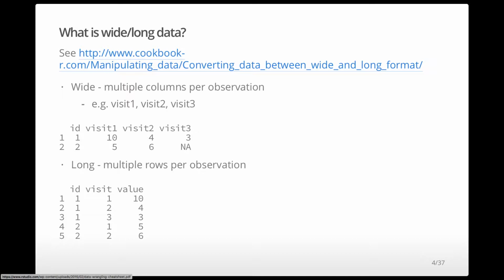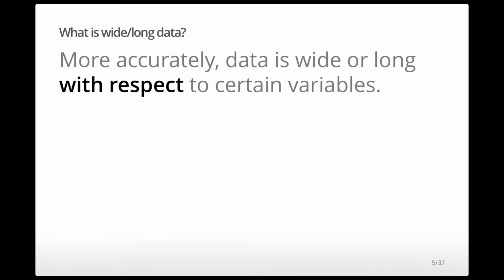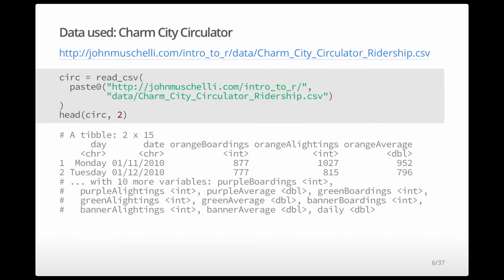And here, with missing data points, for example, if patient 2 or ID 2 was lost to follow-up or never completed visit 3, we just don't need a row for that. We can still have it, but we don't need it. The way I think of it, though, is data is wide or long with respect to a variable. Okay? So a data set can be long with respect to, for example, blood pressure measurements, and wide with respect to visits or something like that.